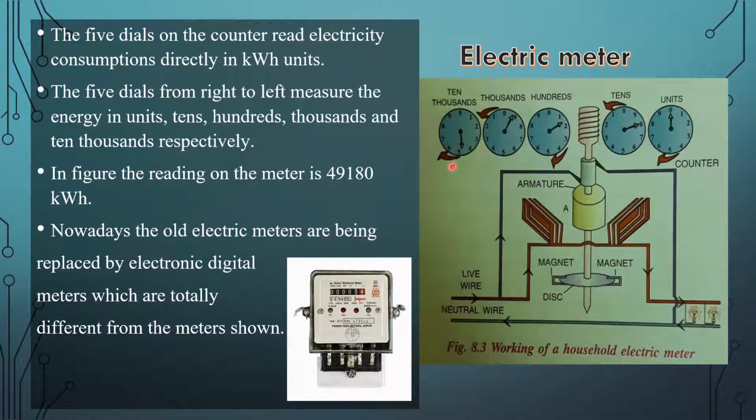And in the figure you can see the reading on the meter is 49180. So it is 49,180 kilowatt hour. Nowadays, these old electric meters are replaced by the electronic digital meters, and you can see it is different from the old meters. You can see the electronic digital meters where directly you can see the readings.